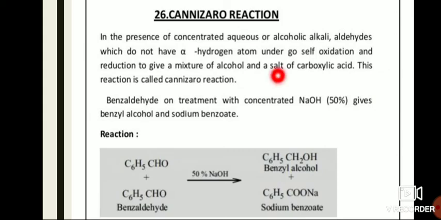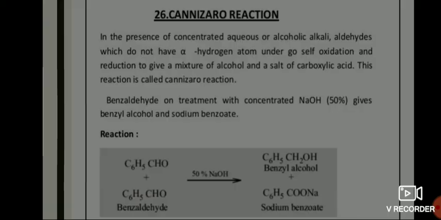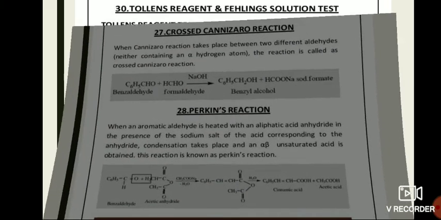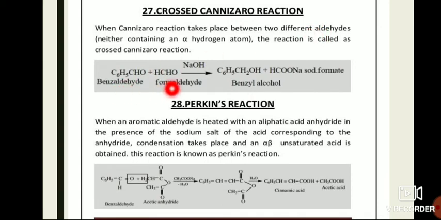Next one, Cannizzaro reaction. In the presence of concentrated aqueous or alcoholic alkali, aldehydes which do not have alpha hydrogen atoms undergo self-oxidation and reduction. One aldehyde group is oxidized to form carboxylic acid, and the other is reduced to benzyl alcohol, C6H5CH2OH. Next one, crossed Cannizzaro reaction. Benzaldehyde and formaldehyde react in the presence of NaOH to form benzyl alcohol and another one, sodium formate.